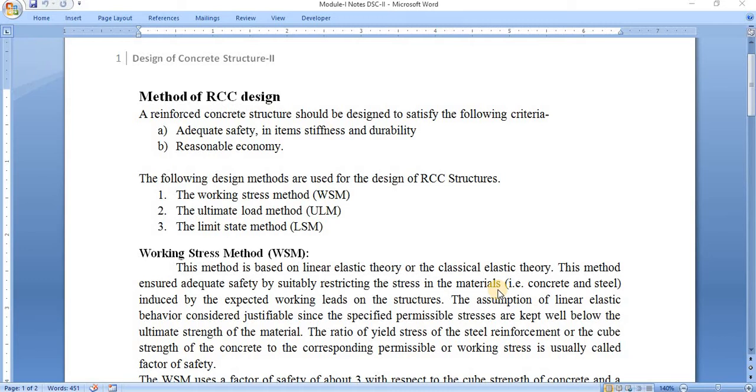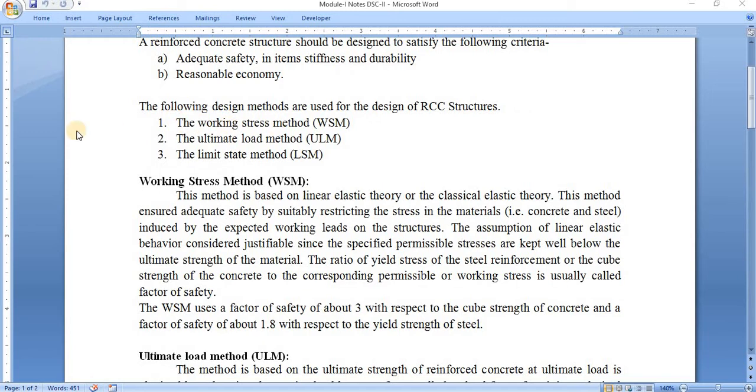So today we are going to discuss module 1, lecture number 3 of module number 1. In lecture number 2 we discussed methods of RCC design and what exactly we are going to study in this particular unit. So I will just revise it. These three are the methods of designing an RC structure or RC element: working stress method, ultimate load method, limit state method.